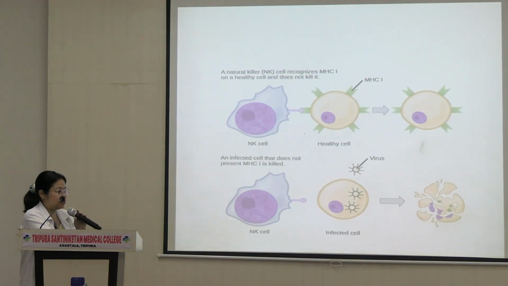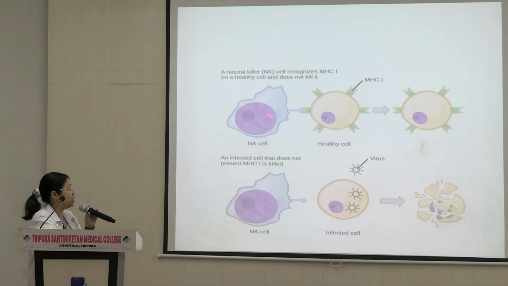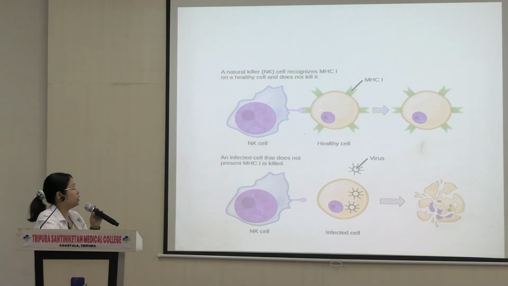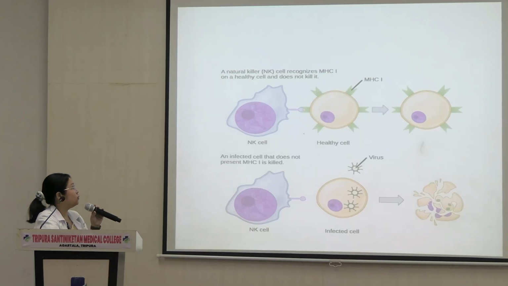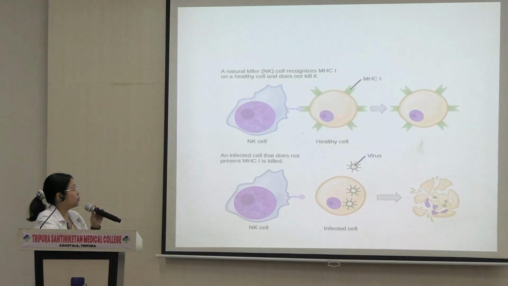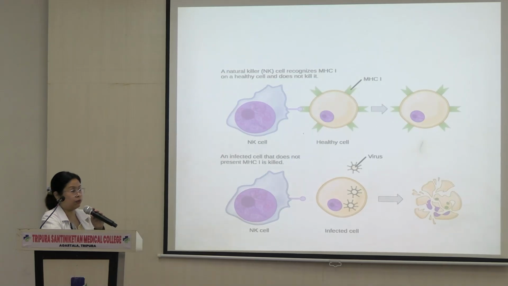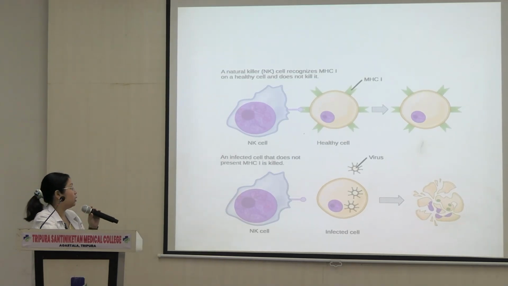So self and non-self, how is it done? This is a natural killer cell. It's supposed to kill any cell that comes along with it. This is a normal, healthy cell, and these are the MHC1 molecules present on the surface of that cell. So when this NK cell comes in contact with it, it realizes, oh okay, it is expressing MHC1, so it must be my own. So it doesn't kill it, it spares it.